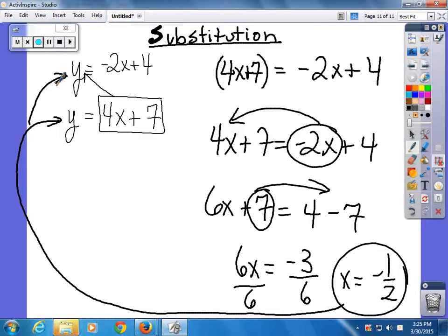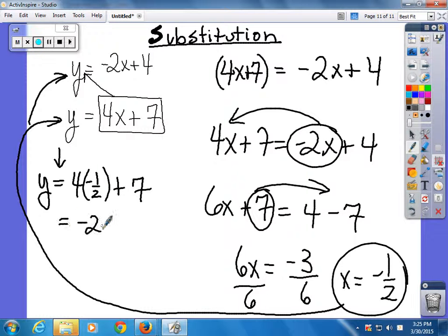It doesn't matter. So y is equal to 4 times parentheses plus 7, negative 1/2. What's negative 4 divided by 2? Negative 2 plus 7 is what? 5. So I was off on the y. So your answer is negative 1/2 and 5. Here's your answer.